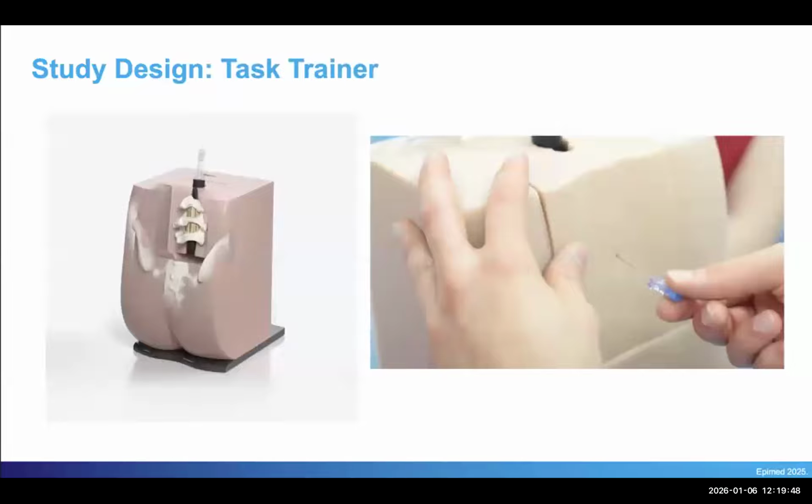Now, both groups were able to utilize a task trainer during the learning module. So they would interact with the mixed reality or the video system, and then they would be able to practice those steps on the task trainer during that initial session.